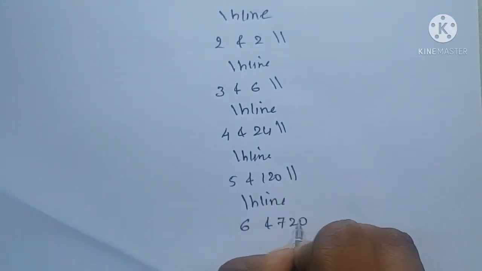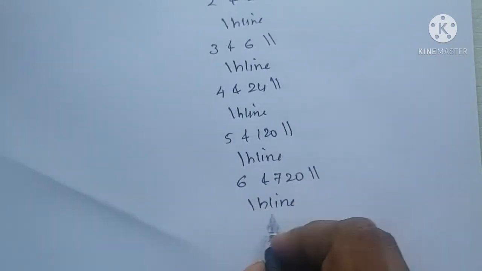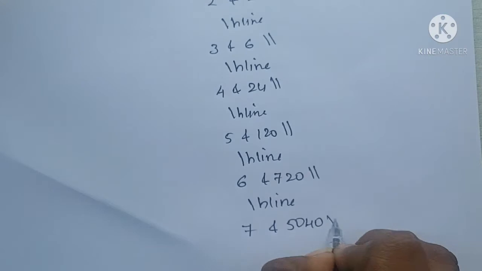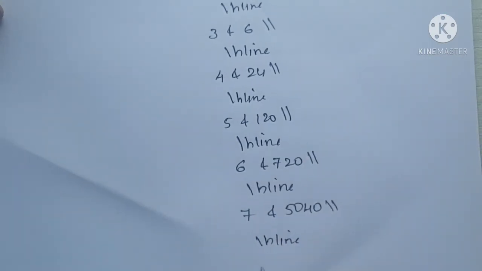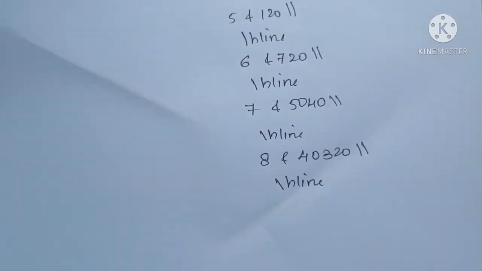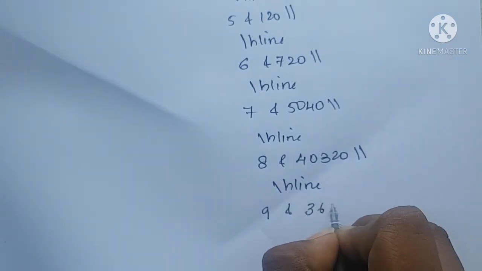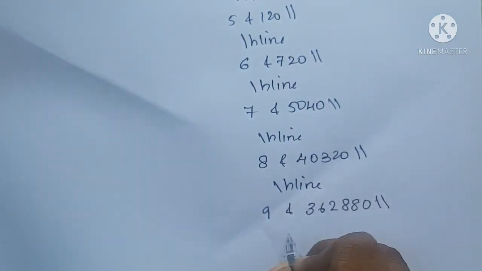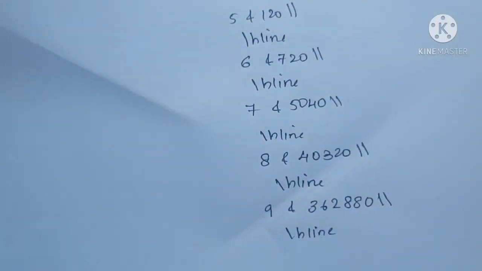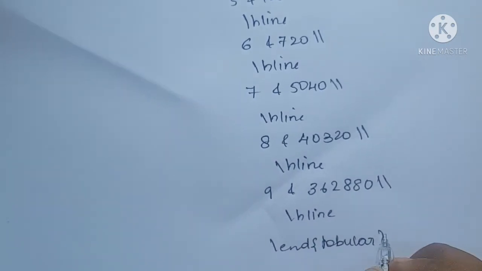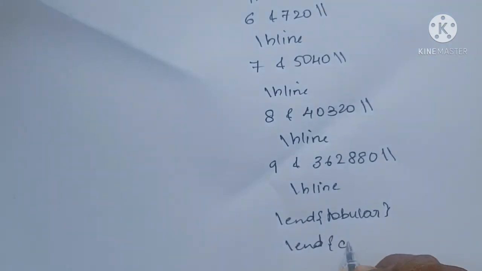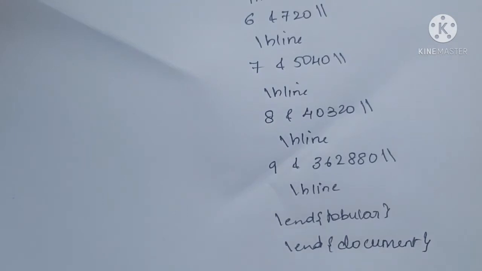Next, 6 and 720, backslash hline. Next, 7 and 5040, backslash hline. 8 and 40,320, backslash hline. 9 and 36,880, backslash hline. So we have ended with all the rows. Now we are going to end the tabular, backslash end tabular. I have not used begin center, so I am not going to use end center also. But we have begun the document, so we need to end the document, backslash end document.